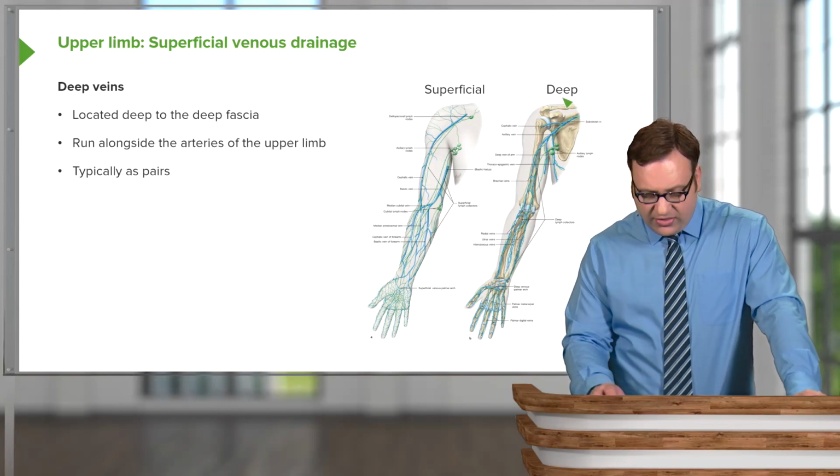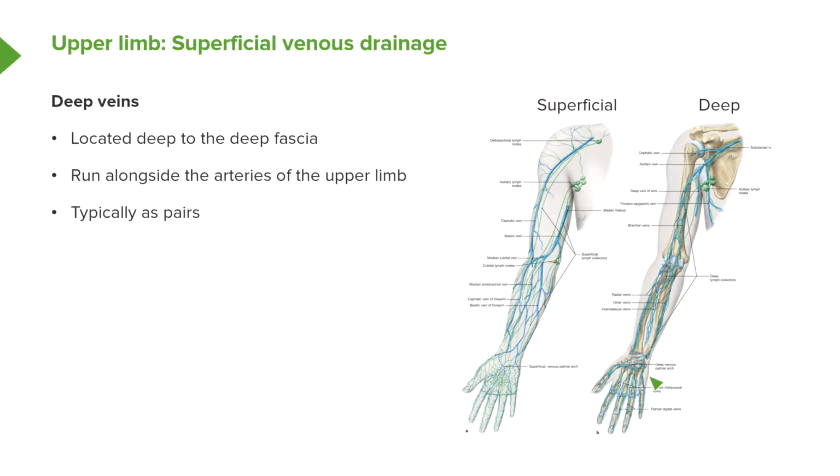We can see on this side of the slide, this picture, the deep veins. I'm not going to talk about these much because we can cover them throughout the course when we look at the musculature. But the deep veins are located deep to the fascia, deep to the deep fascia. So they're running within the muscular compartments, and they run alongside the arteries of the upper limb. So, for example, an artery of the upper limb is the brachial artery, so we have brachial veins, and radial and an ulnar artery, so we have radial and ulnar veins.